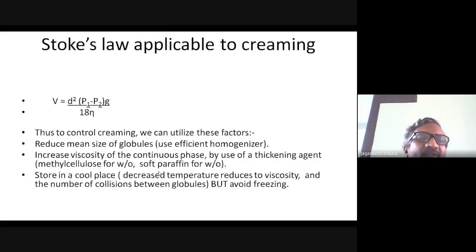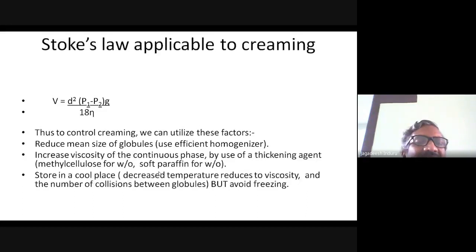This is a GPAT question. V is equal to d squared, rho 1 minus rho 2, that is the density of one phase and the density of the other, multiplied by the acceleration due to gravity, divided by 18 eta. So for that purpose, we reduce the particle size to decrease d, or increase the viscosity to make the denominator larger. So we are increasing the stability.